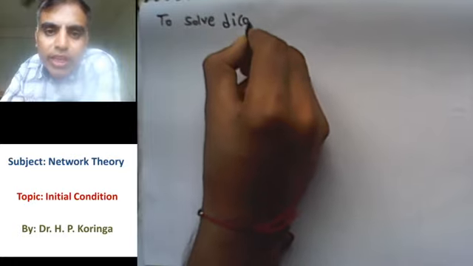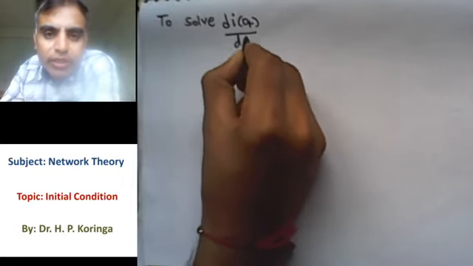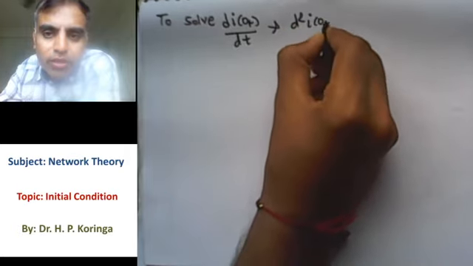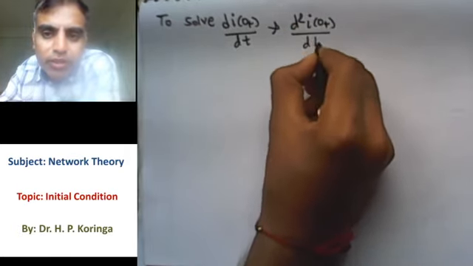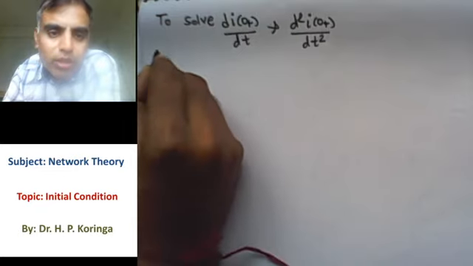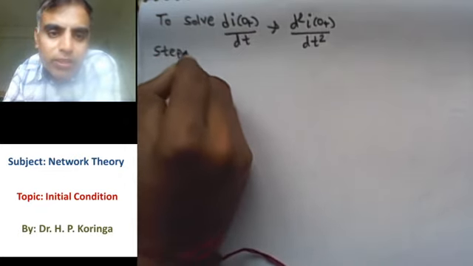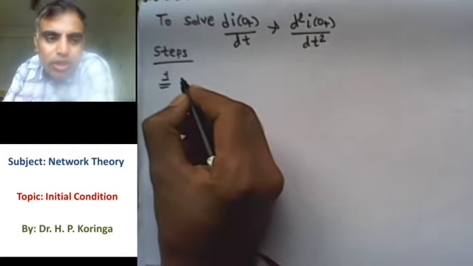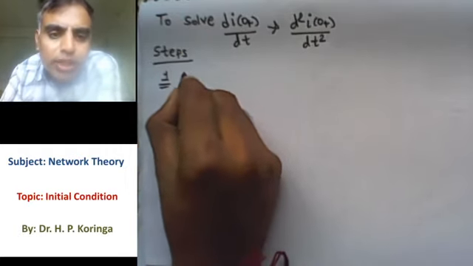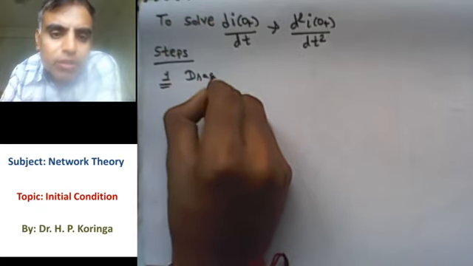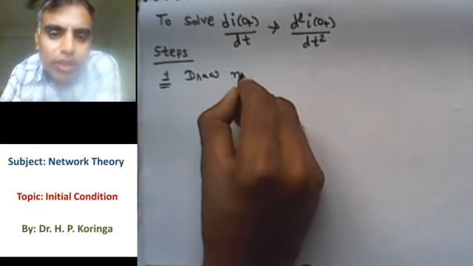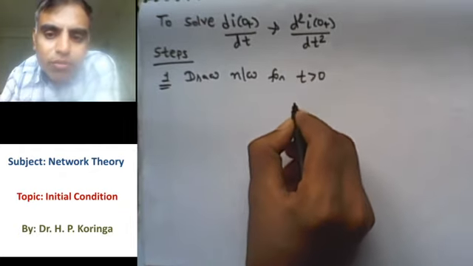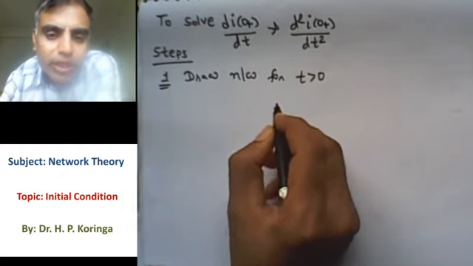To solve the derivative terms di0 plus divided by dt and d square I0 plus divided by dt square, the steps are: first step is we have to draw the network for t greater than 0.